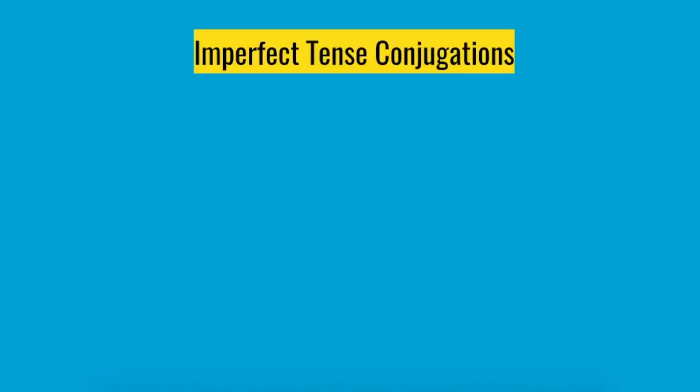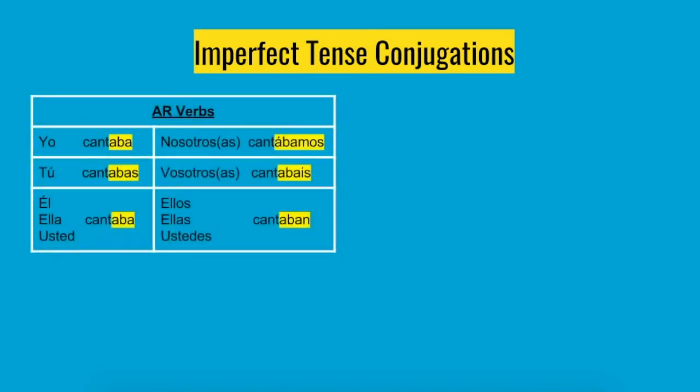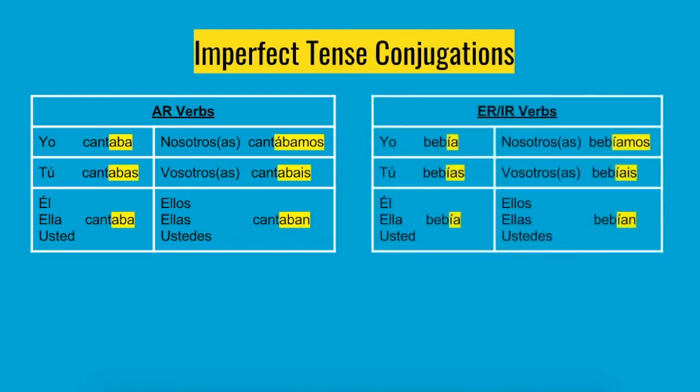Let's talk a little bit about how to conjugate verbs in the imperfect tense. For AR verbs, I've used the example cantar. As you know, when you're conjugating verbs, you take the AR ending off and substitute with a new ending. These would be your conjugations, or your 6 different endings, for AR verbs in the imperfect tense. ER and IR verbs are going to look a little bit different. And these are your 6 verb endings for ER and IR verbs in the imperfect tense. You'll want to make sure you copy down these examples and at least the verb endings into your notes.